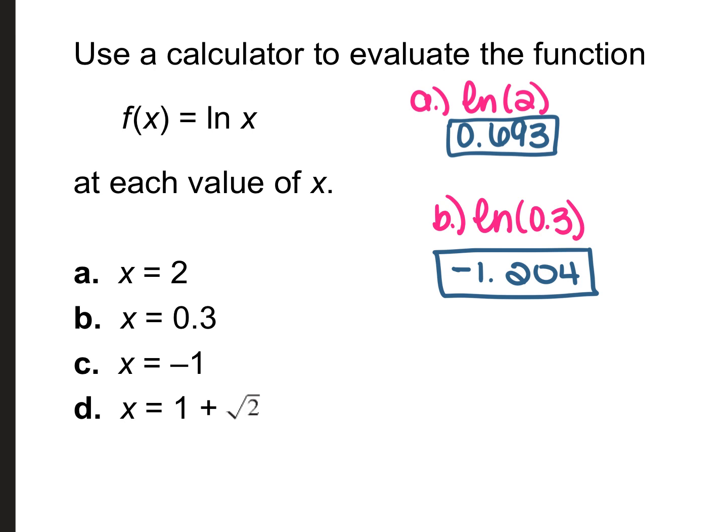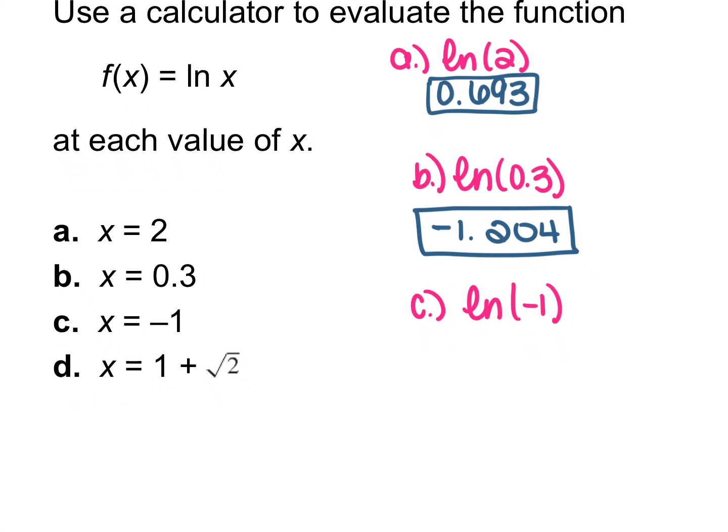For C, you have the natural log of x, where x is equal to negative 1. So for this one, you're going to get the natural log of negative 1. Now, you cannot take the natural log of a negative number. So if you were to plug this into your calculator, it would tell you that there's an error, and I think it's a domain error. So whenever it gives you that, or you realize you can't take the natural log of a negative number, you just write no solution. Because again, you cannot take the natural log of a negative number.